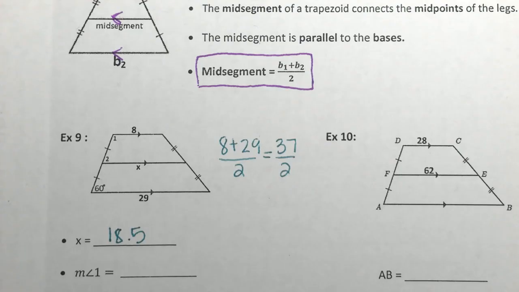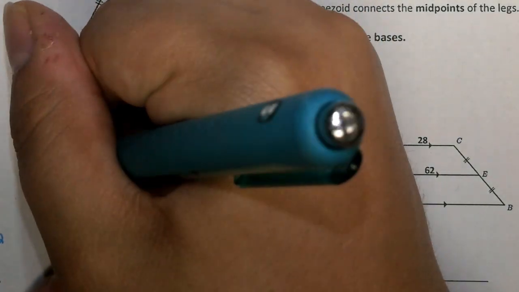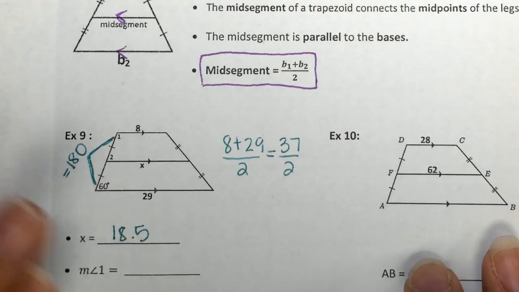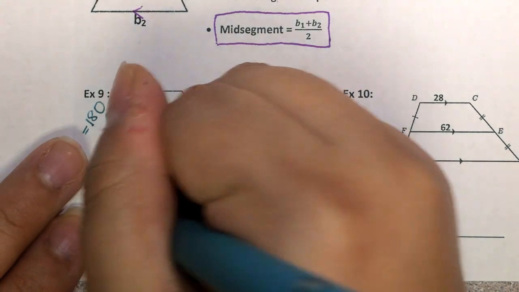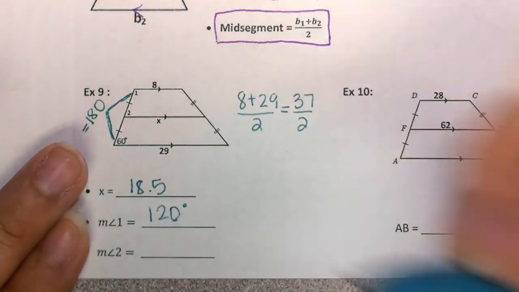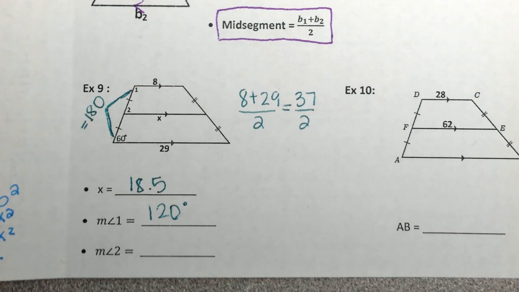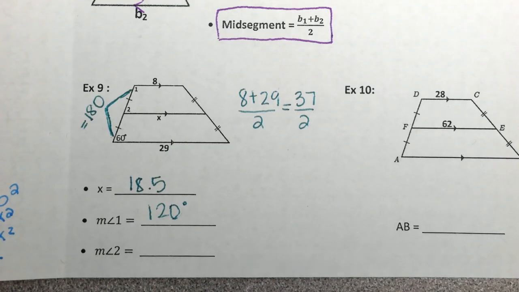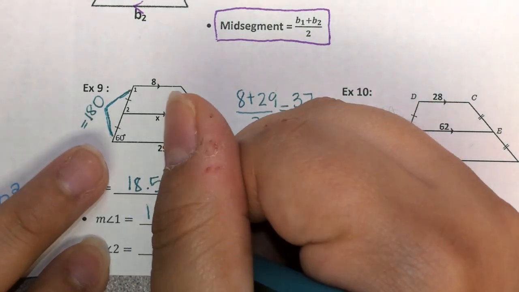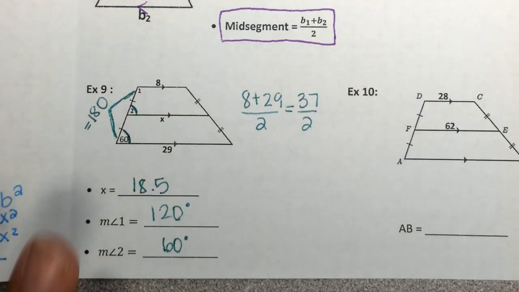What is angle 1? It's supplementary to 2 corresponding with 60. So 180 minus 60. Do y'all agree they equal 180? What is 180 minus 60? That is angle 1. How do I find angle 2? It's corresponding with the 60 at the bottom, so it is also 60. Y'all agree these are going to be the same because they're corresponding angles?